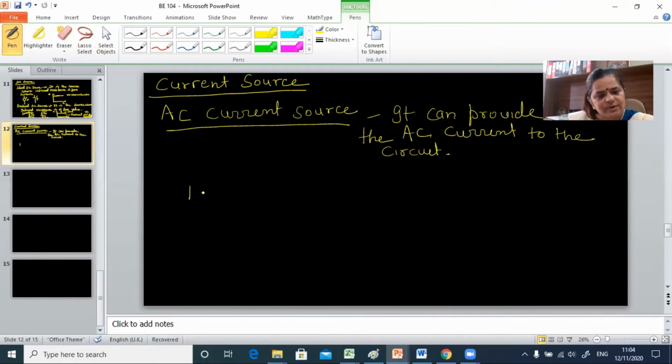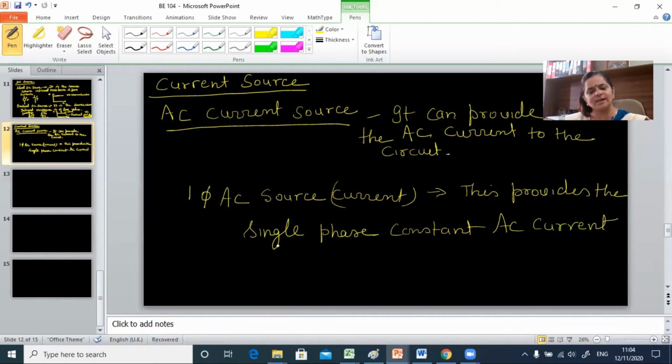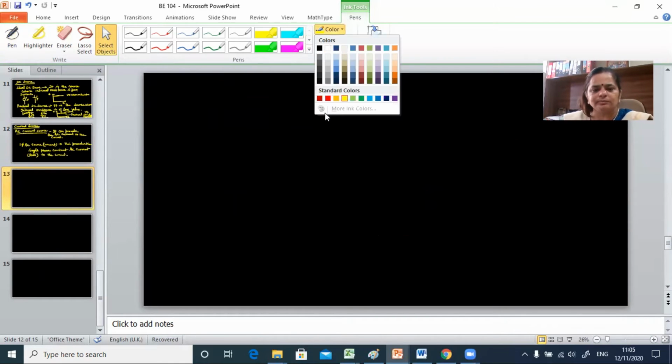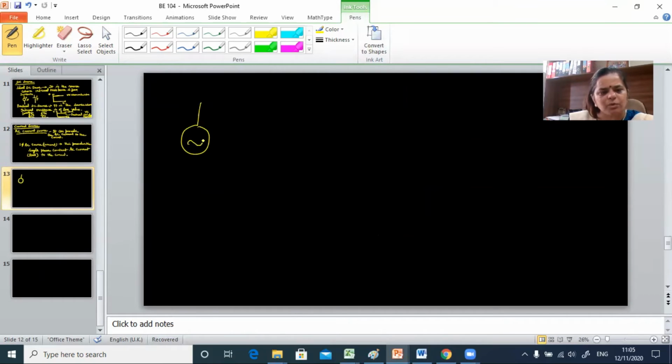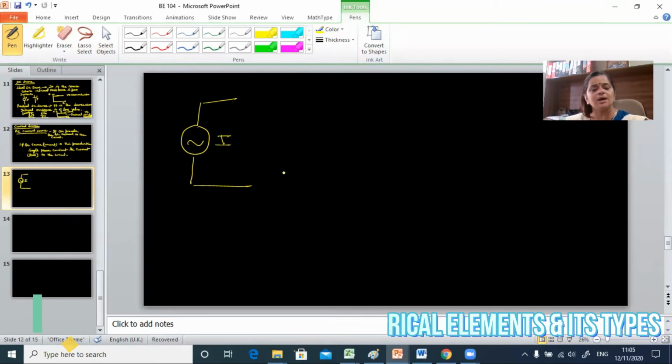It is of two types, single phase AC source. कौन सा है? Current. Okay, so this provides the single phase AC current, single phase constant AC current. Constant AC current मतलब RMS value, root mean square value to the circuit. Now, if somebody is asking for its symbol, the single phase AC current symbol will be like this. Only there is a difference. In place of V, here I will write I. So this is the symbol.